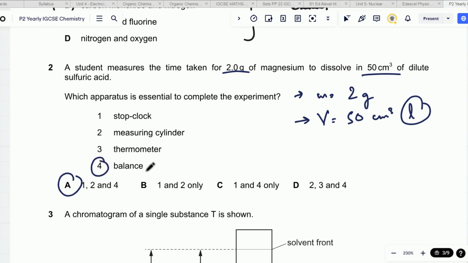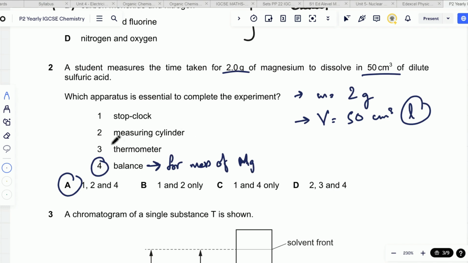A balance. Why do I need a balance? So that I could measure the mass of magnesium that I'm taking. How would I know that the magnesium is 2 grams? So we need the balance to measure the mass of magnesium. I'll just write Mg. Then what else do I need?